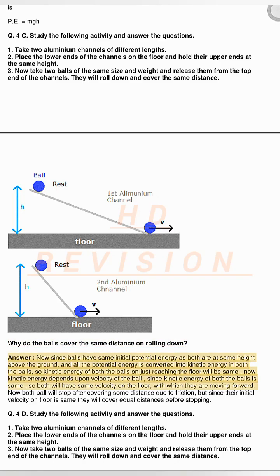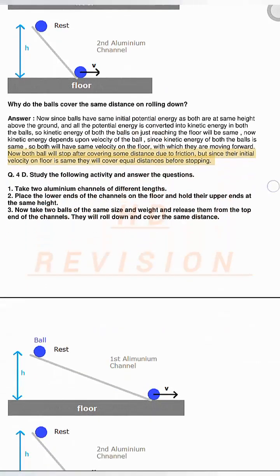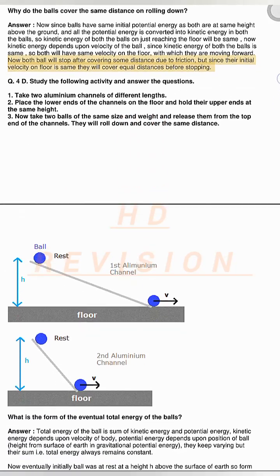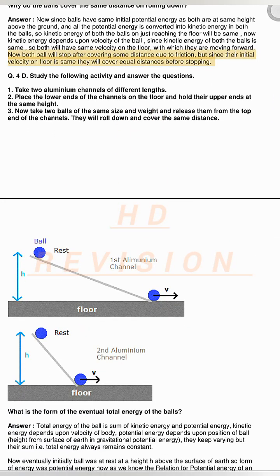Answer. Now since balls have same initial potential energy as both are at same height above the ground, and all the potential energy is converted into kinetic energy in both the balls, so kinetic energy of both the balls on just reaching the floor will be same. Now kinetic energy depends upon velocity of the ball, since kinetic energy of both the balls is same, so both will have same velocity on the floor, with which they are moving forward. Now both balls will stop after covering some distance due to friction, but since their initial velocity on floor is same they will cover equal distances before stopping.